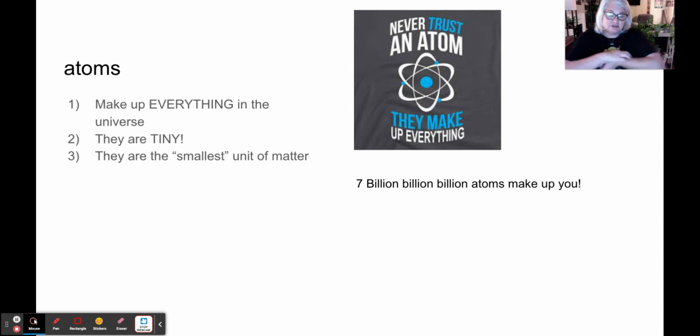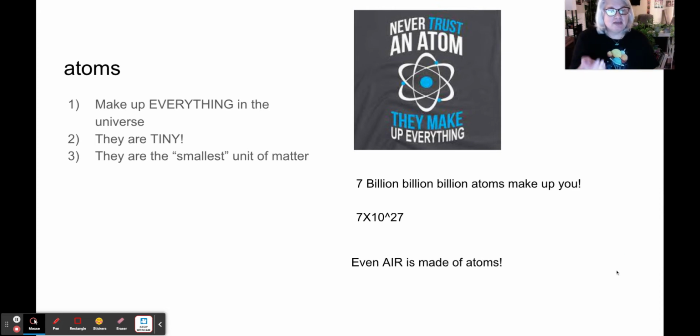As a matter of fact, they're so small that when you look at what you're made up of, there are 7 billion billion billion atoms that make up you. That is 7 times 10 to the 27th. So draw a 7 and then put 27 zeros after it. There's even a saying that the number of atoms in a glass of water is more than the grains of sand on the entire Earth. It's crazy to think about.